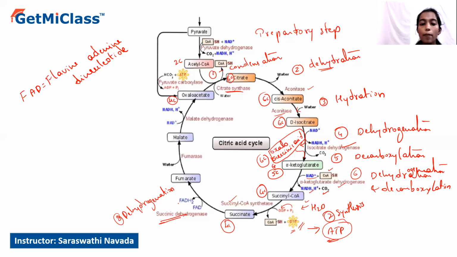And one more importance of this step here is that this succinate dehydrogenase enzyme will be near the inner mitochondrial membrane. Even though the reaction is occurring in the mitochondrial matrix, this succinate dehydrogenase will be associated with the inner mitochondrial membrane, and this particular enzyme is also coupled with the electron transport chain, which is the next step of aerobic respiration. Hence the succinate dehydrogenase is the enzyme which links the Krebs cycle to the electron transport mechanism.